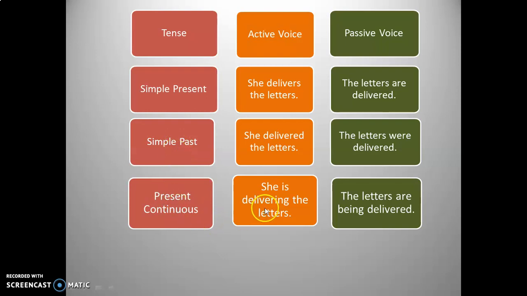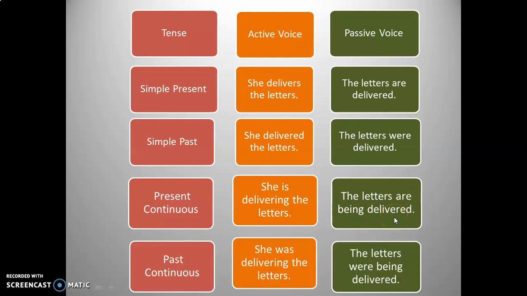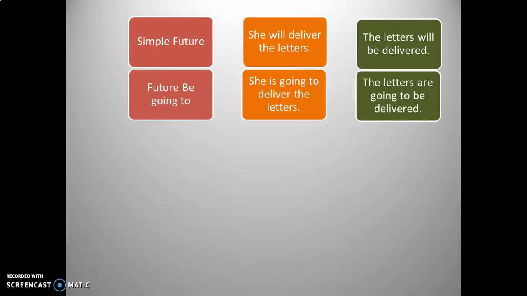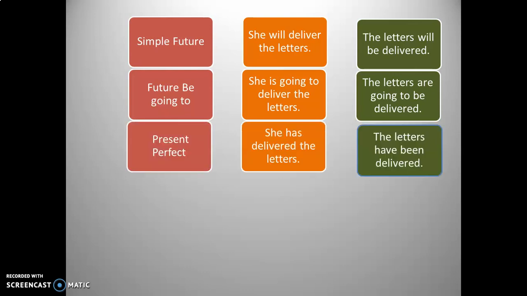Present continuous. She is delivering the letters. The letters are being delivered. Past continuous. She was delivering the letters. The letters were being delivered. Simple future tense. She will deliver the letters. The letters will be delivered. Future be going to. She is going to deliver the letters. The letters are going to be delivered.